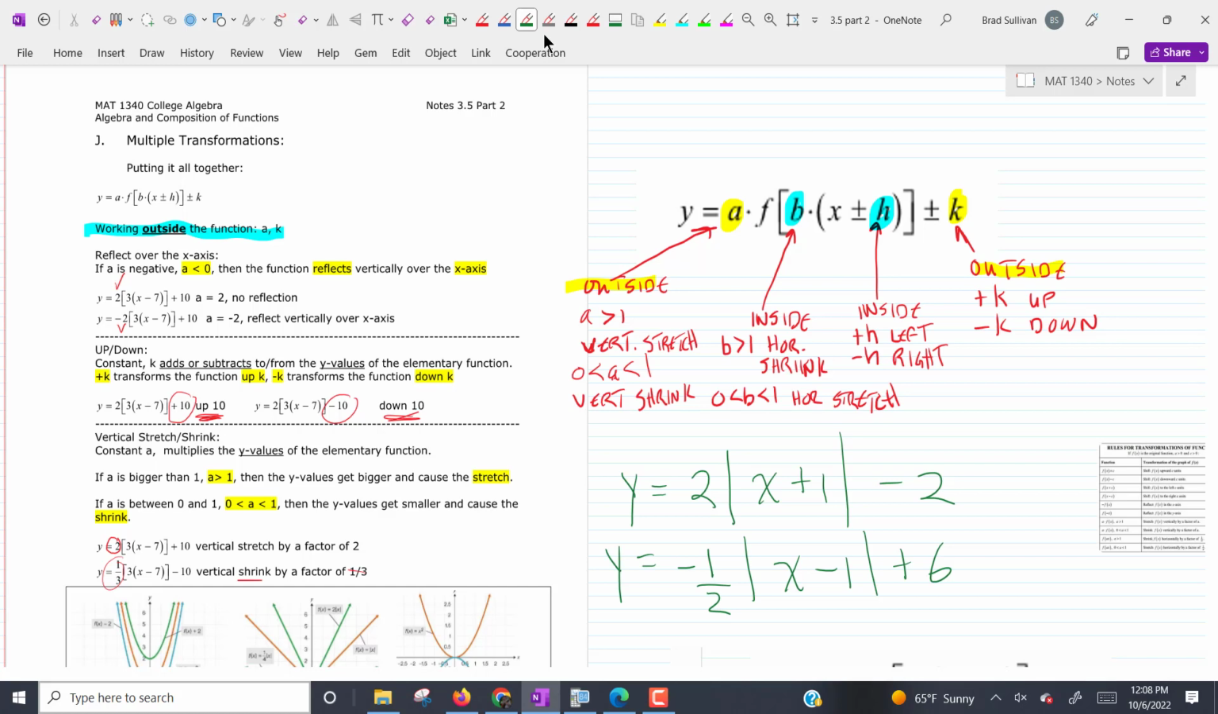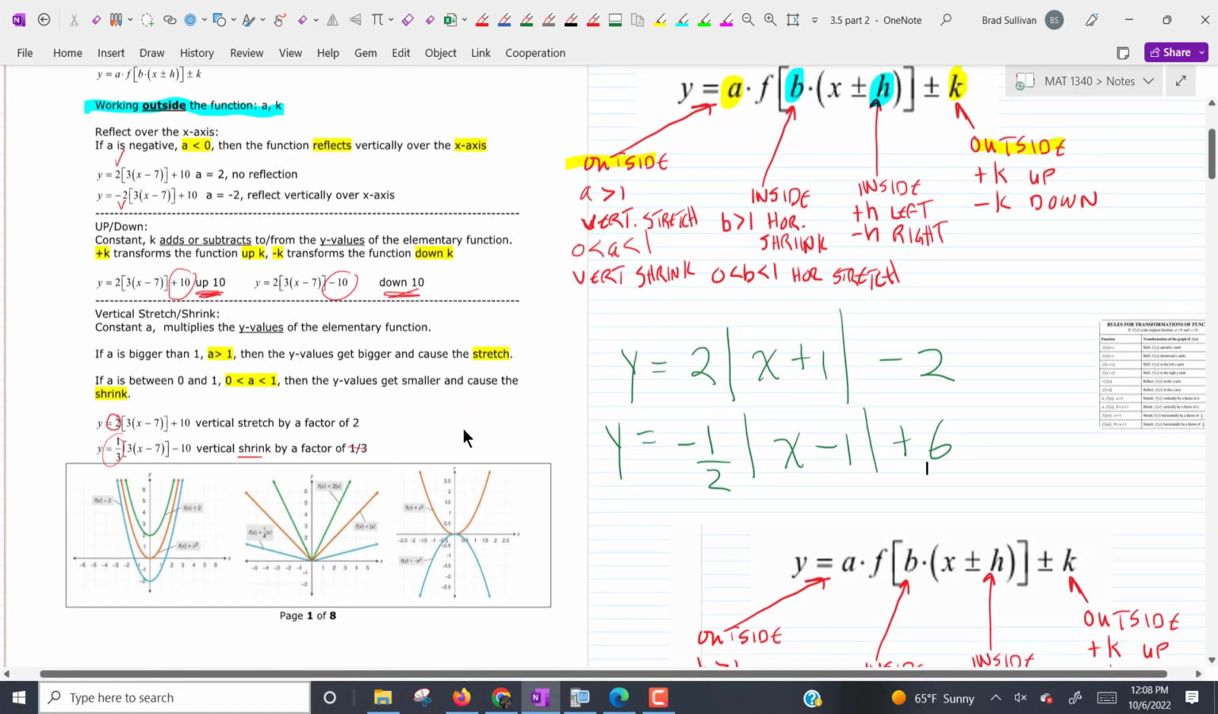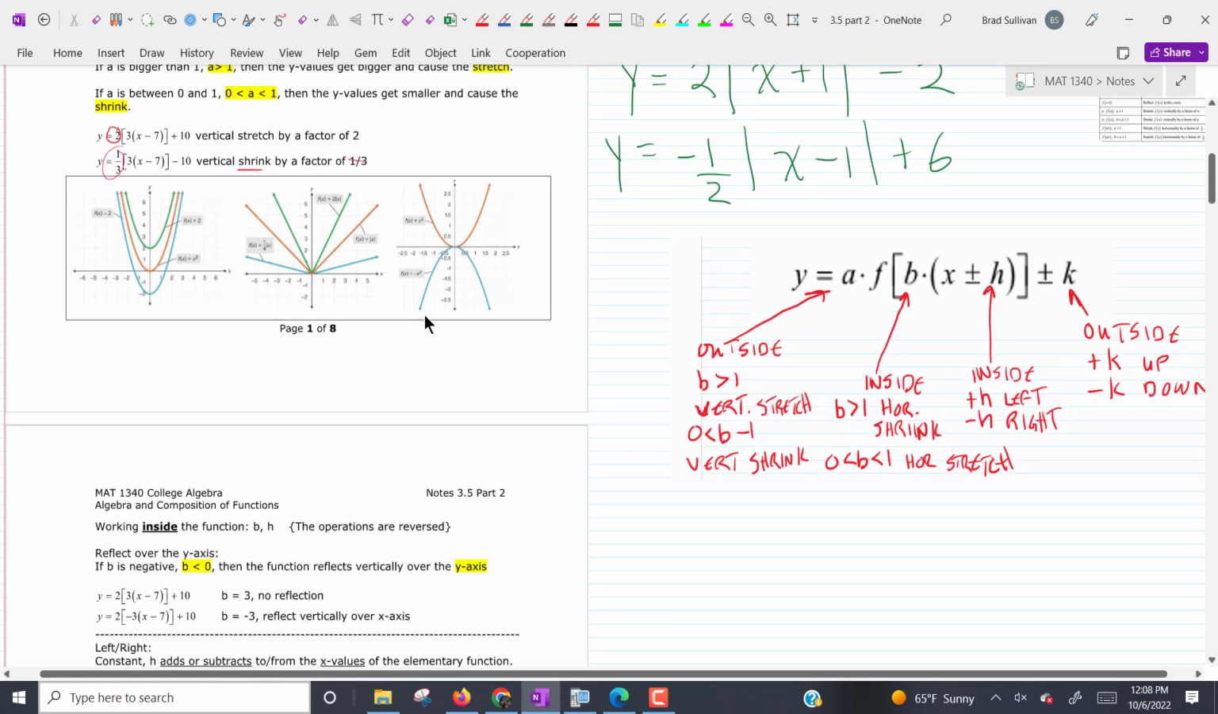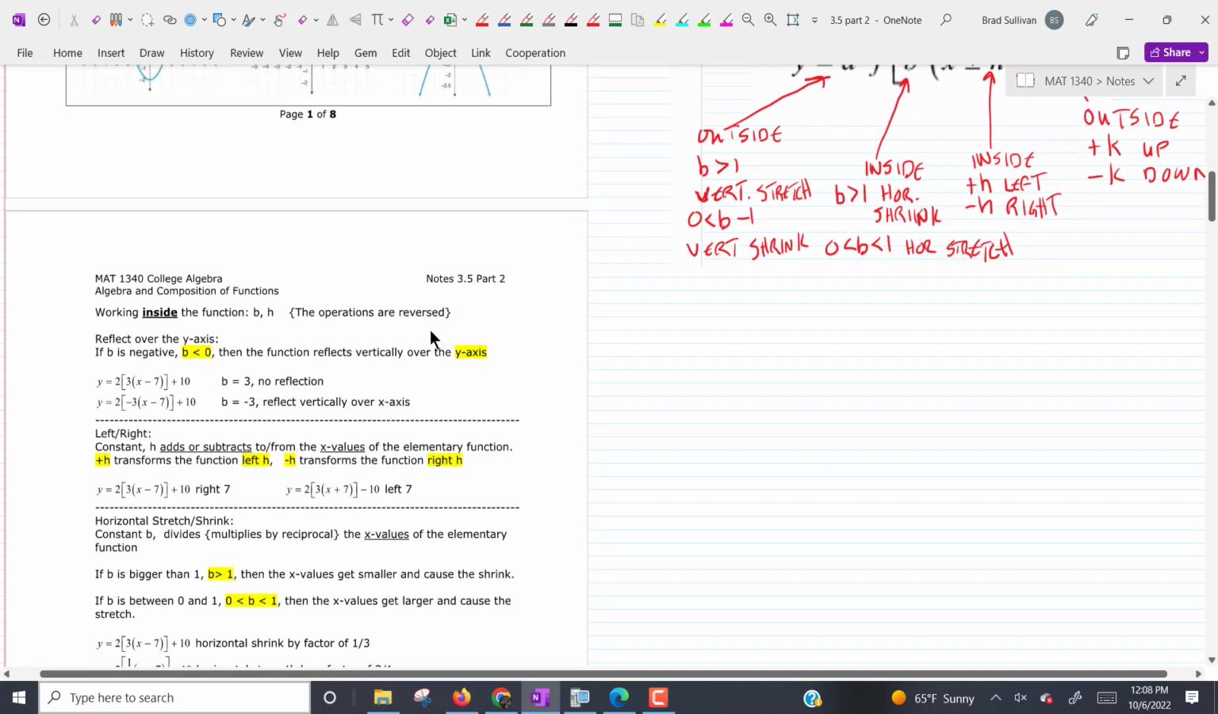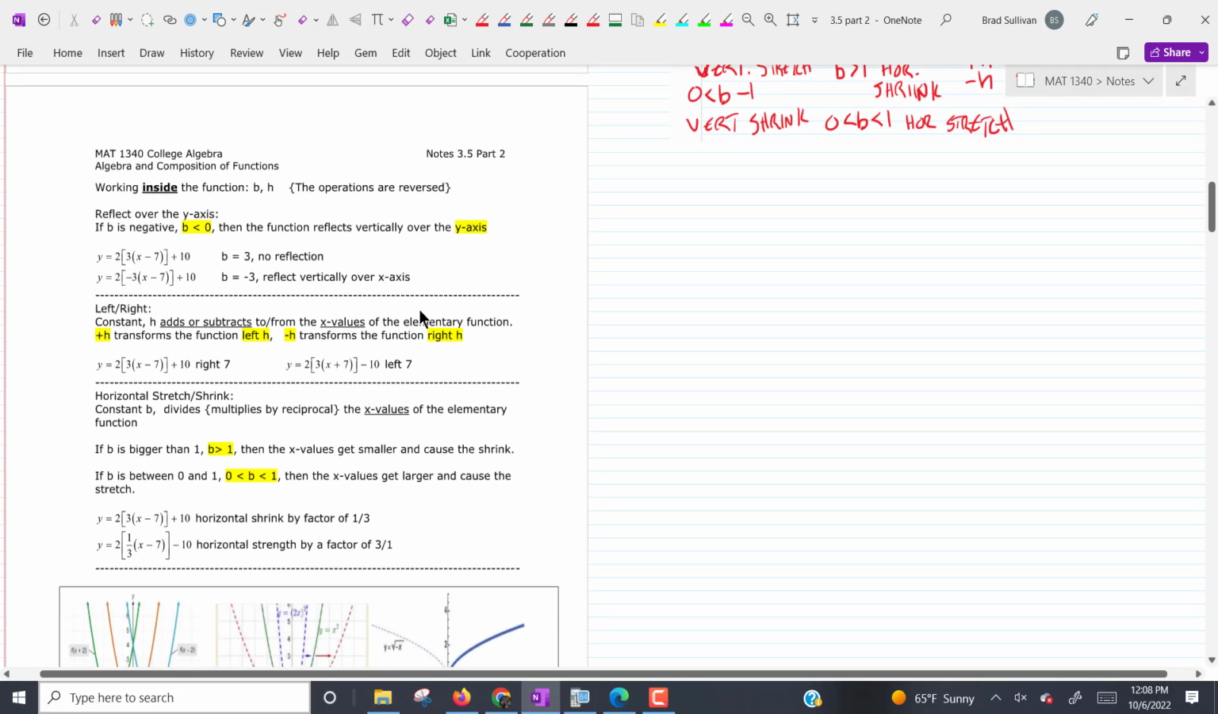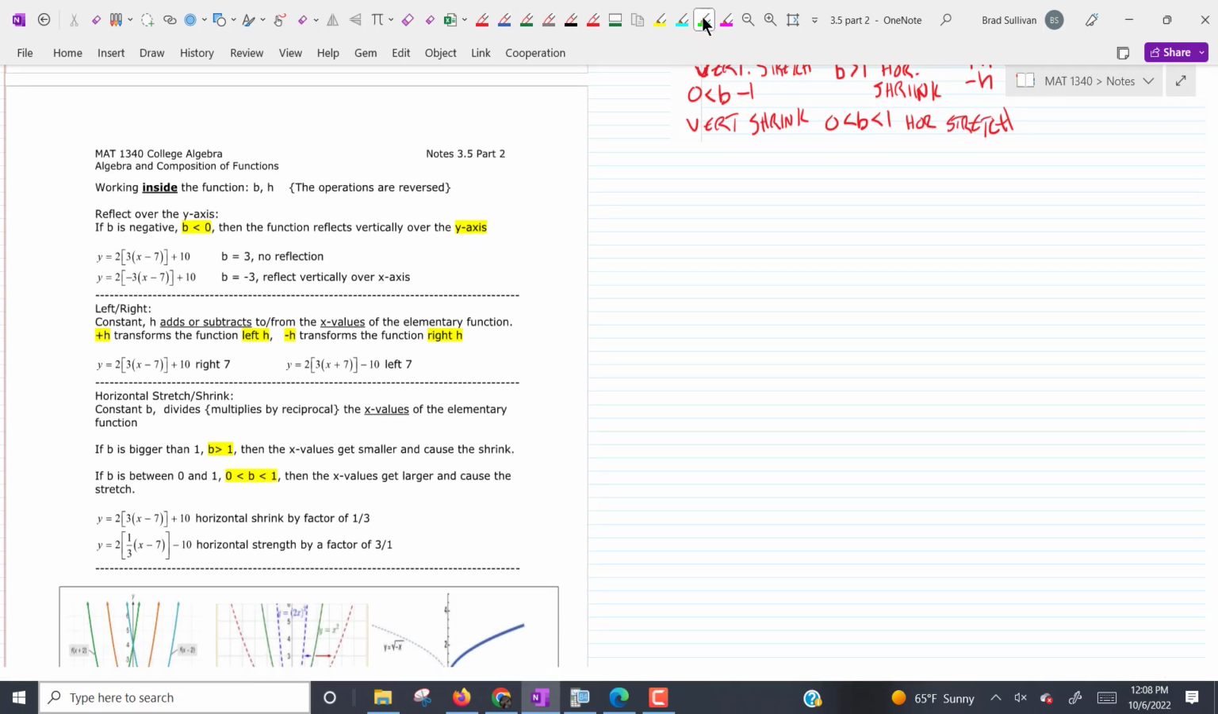Down 2, up 6. That's the easiest for students to see. These numbers are just logical. Bigger than 1, you vertically stretch. A fraction, you vertically shrink. A negative causes you to reflect. So that's what we talked about there. Those are all of the transformations if you're outside of the function. So let's look at the next page. I just gave some examples of how graphs go on this. And then let's focus on the inside of the function for a minute.